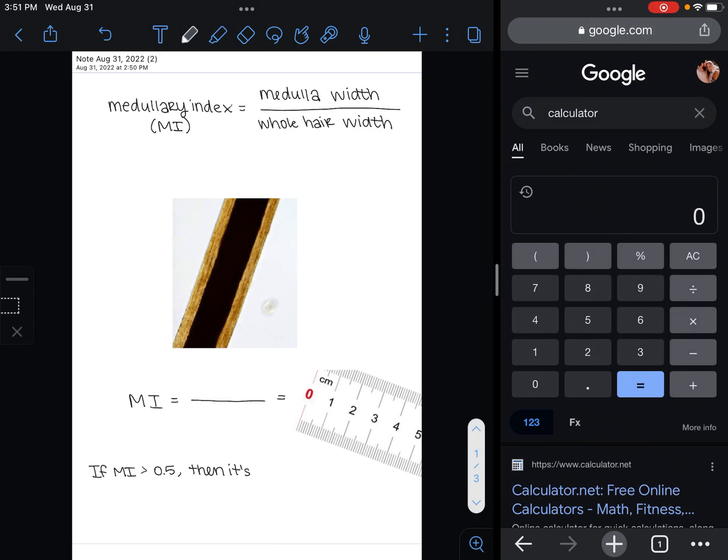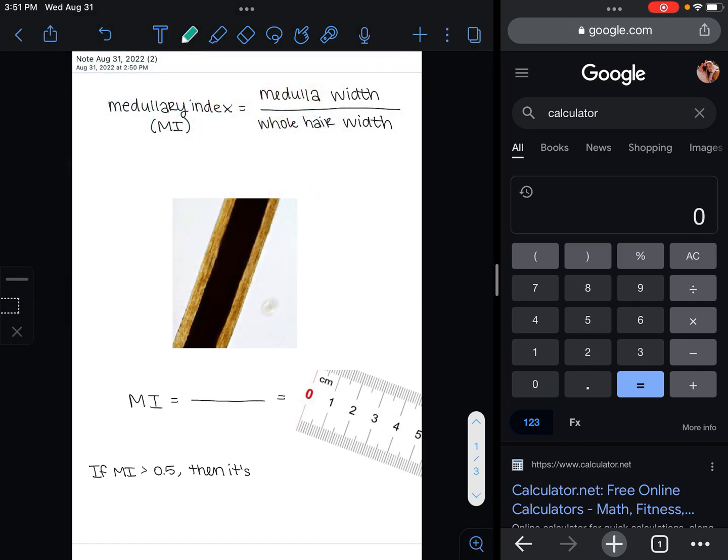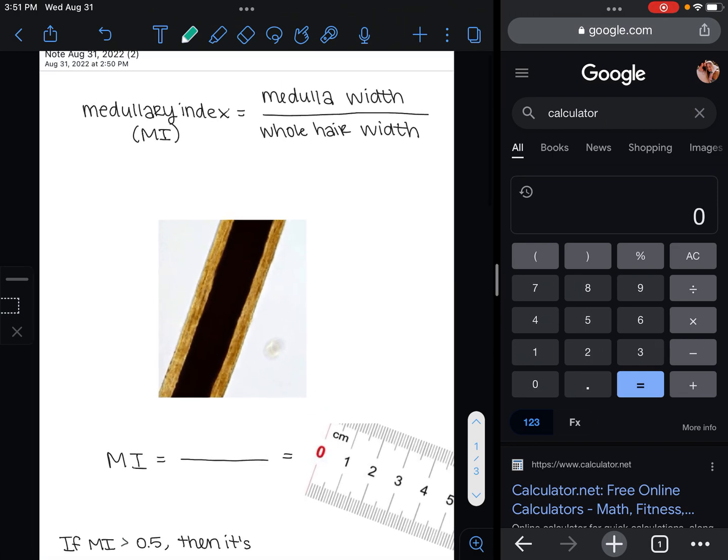Here is a quick guide for calculating medullary index. If you need it, the equation is at the top of this sheet, which is going to be the medulla width divided by the whole hair width. If we need a reminder as to which piece of the hair is which, I'll mark the medulla in M. Medulla is going to be the entire width of the center of the hair, which is kind of like the core. And then the whole hair width in H is going to be from end to end, all the way across the width of the entire hair shaft.